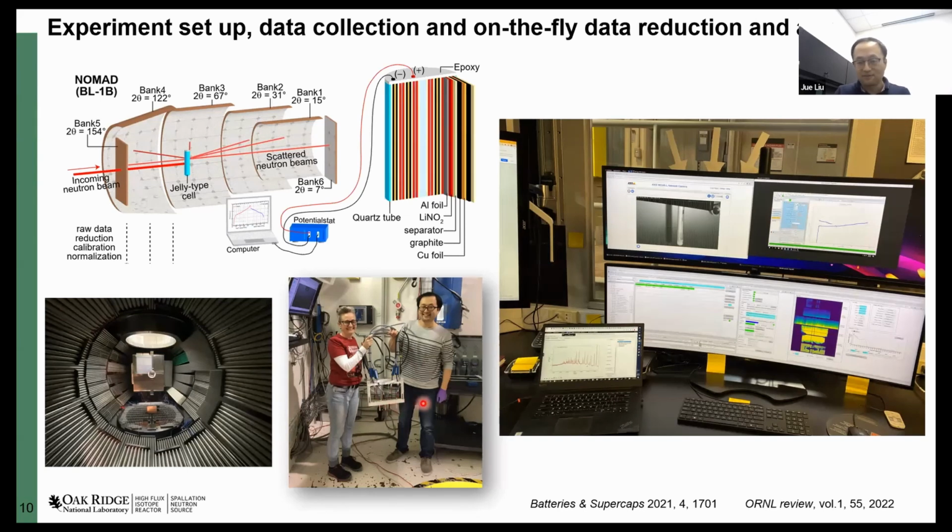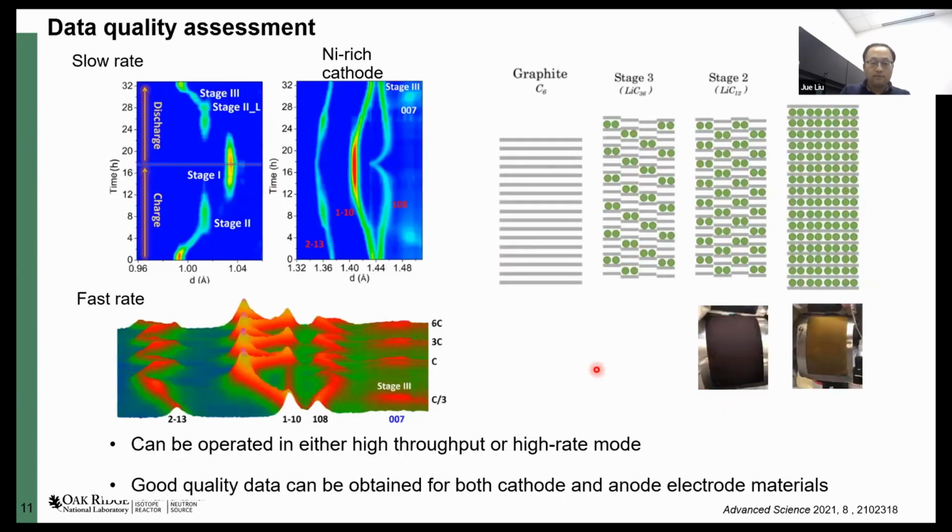So the data must be very good. It's indeed very good data that can be collected. We can monitor both the battery electrochemistry and data collection, and we can do on-the-fly data reduction and data analysis. This is a capability we developed in the last few years, and it is also fully available to the general user now. So very importantly, let's do some data quality assessment, right?